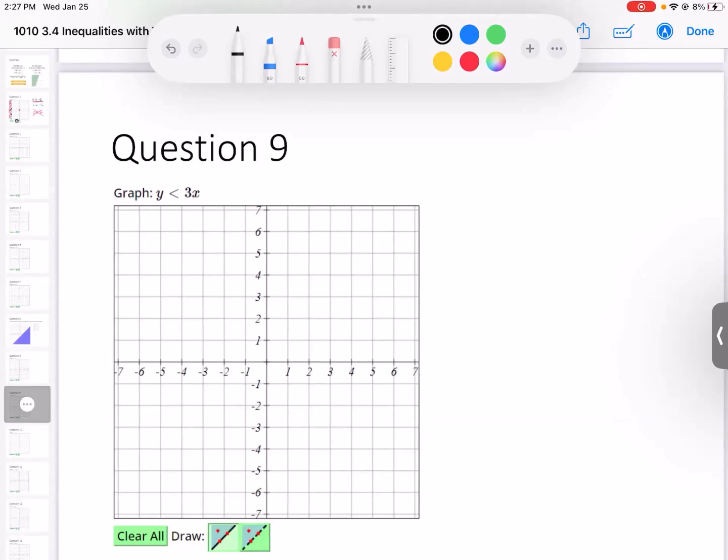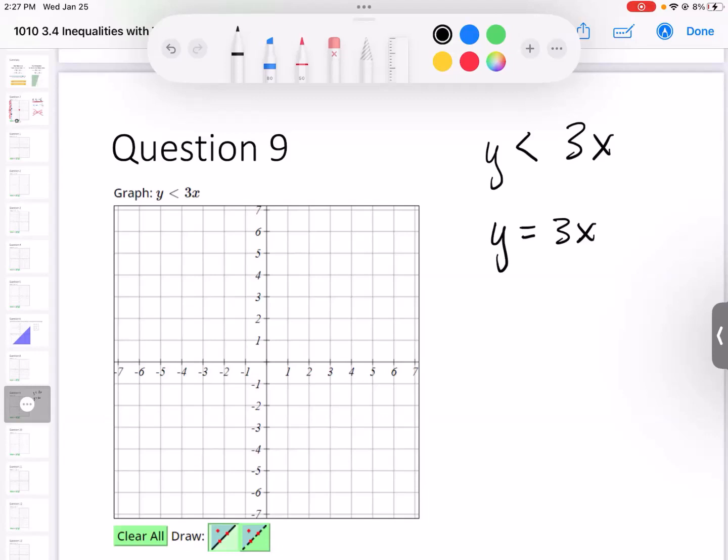Another one I wanted to go over was question 9. So on question 9 for my numbers, and again, you're welcome to follow along with me if you want, or you can just work on your own. But for mine, I have y is less than 3x. So I first need to graph my boundary line, which is going to be y equals 3x. And because I don't have a less than or equal to symbol, I'm going to have a dotted boundary line.